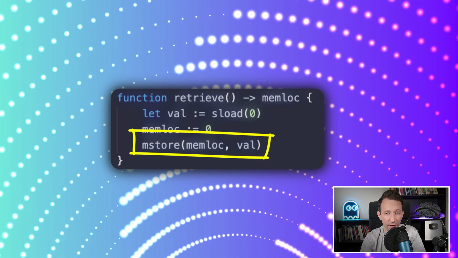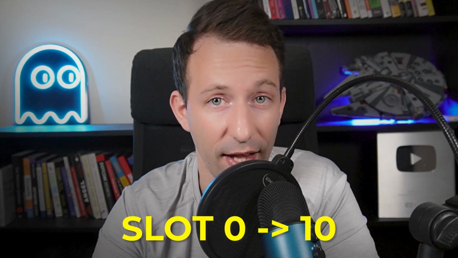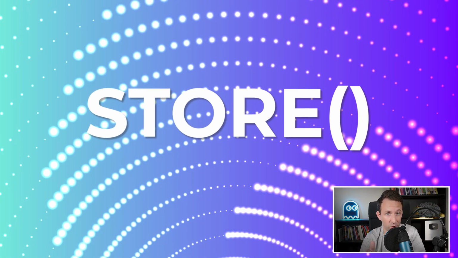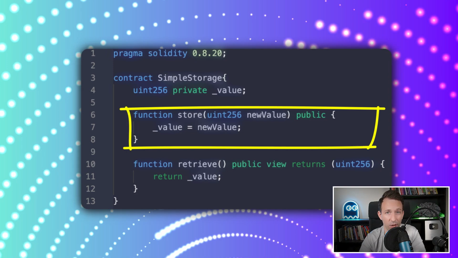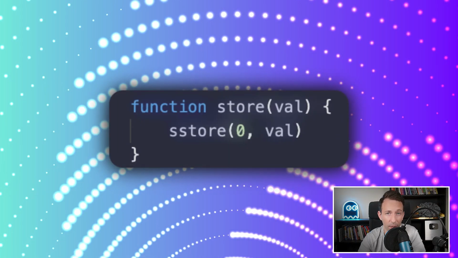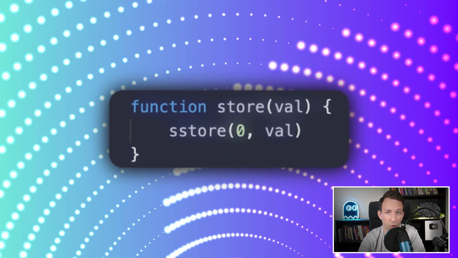And in the last line of the function, we copy our local variable to the memory location referenced by the pointer. So for example, if the value that we retrieve is 10, the memory slot 0 will contain the value 10. Okay, so we have re-implemented the retrieve function. Nice job! But we still have the other function to do, store. It just accepts an argument and stores it on the blockchain. So now let's do the same code in Yul. And it's super simple. We use the sstore opcode to store the data in the first storage slot.